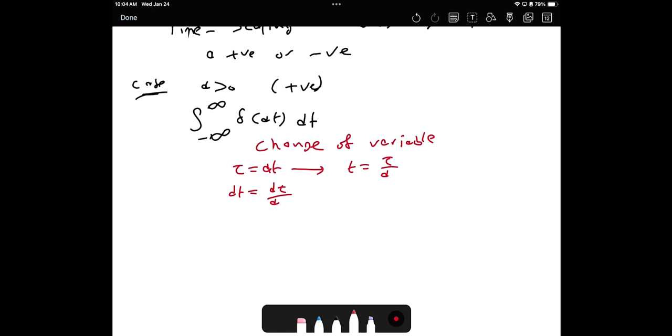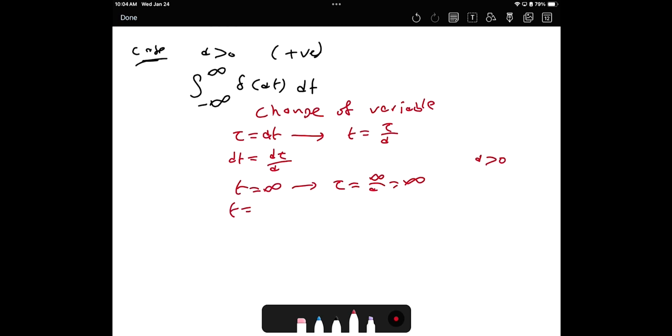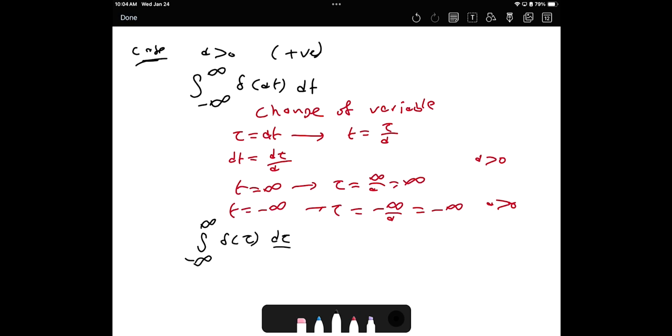So, how about the limits? So, we have the integral limits. When t equals infinity, what will happen to tau? Which is infinity over a, that is going to be infinity, because here a is positive. When t equals negative infinity, then tau will be negative infinity over a, which is going to be negative infinity. Again, here a is positive. So by changing variables, it will remain between negative infinity to infinity. It will be delta of tau d tau over a.